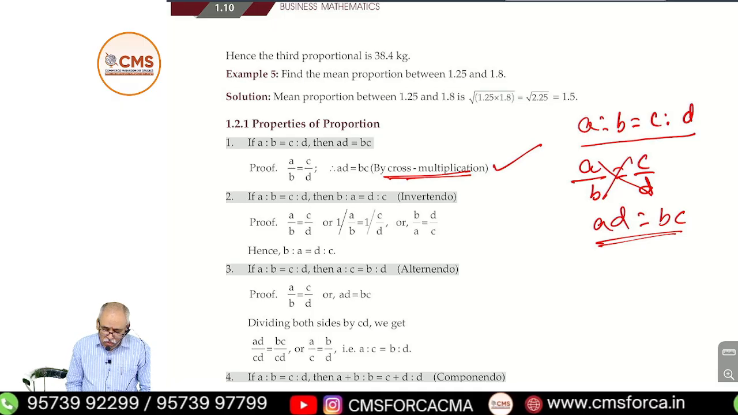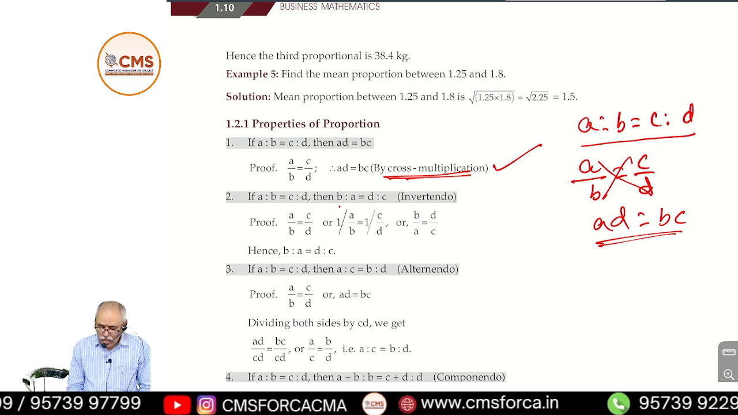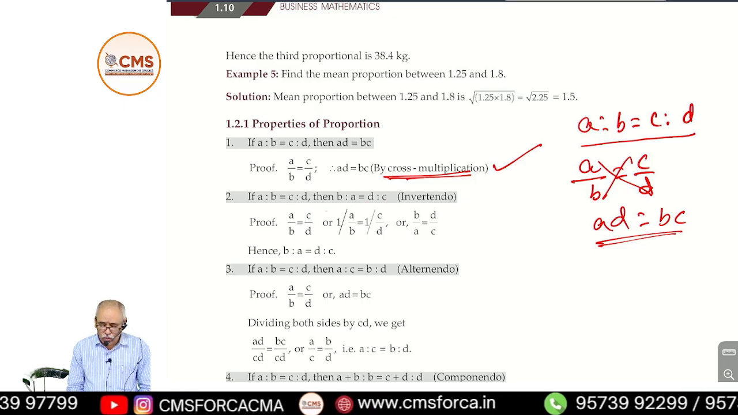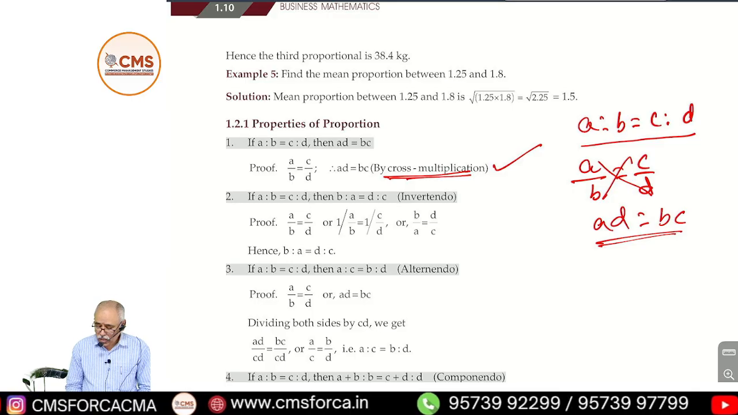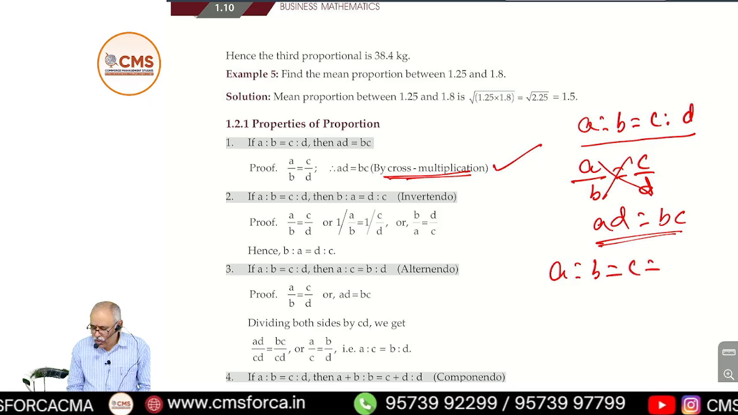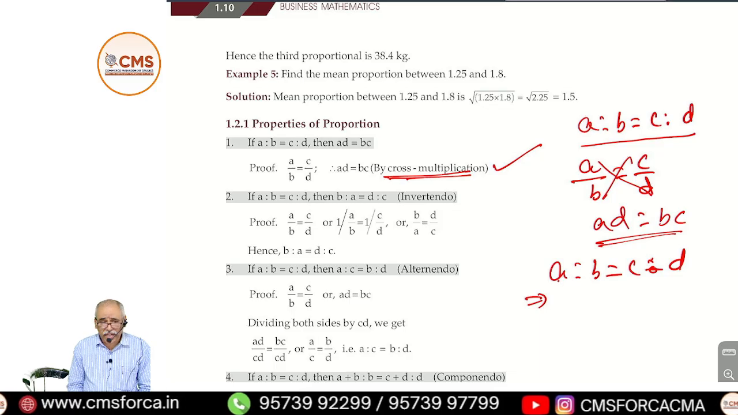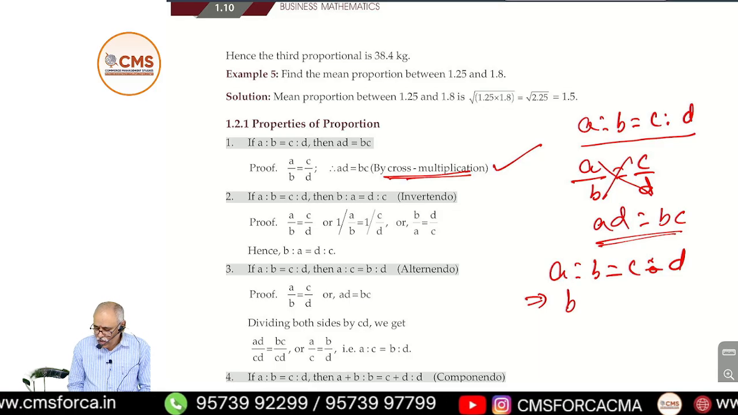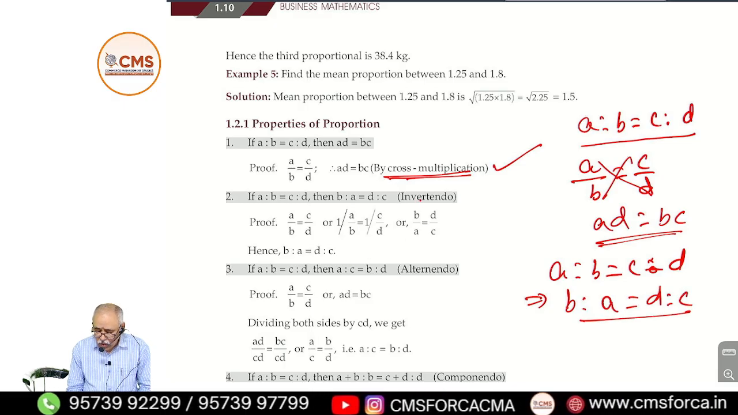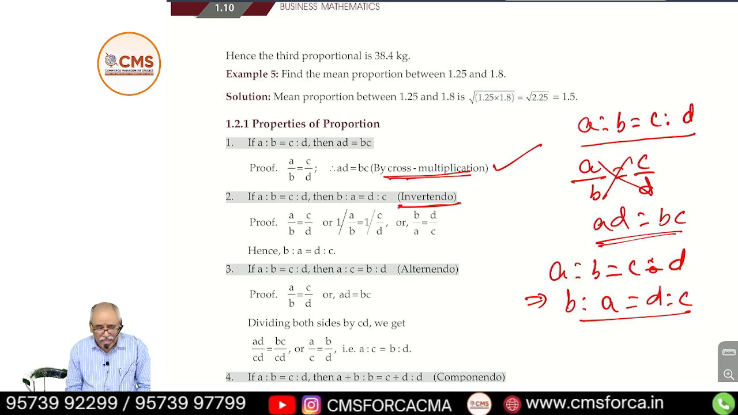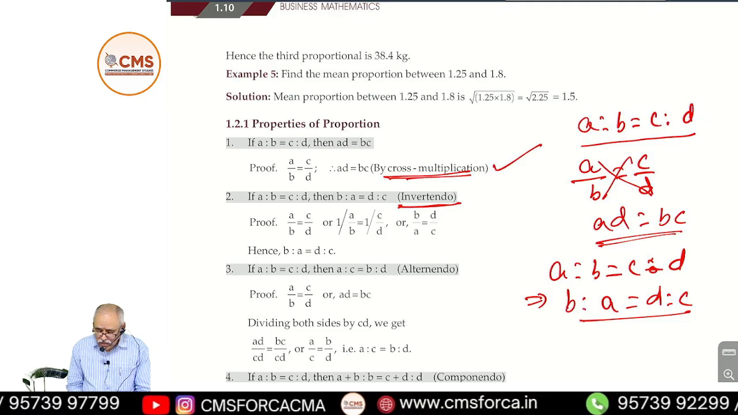Coming to the next one: if A is to B equal to C is to D, then B is to A equal to D is to C. Just we reversed the terms. A is to B equal to C is to D implies, change the first term as second term and second term as first term: B is to A equal to D is to C. This is called invertendo. What do we say? Invertendo. So the third property is alternando.